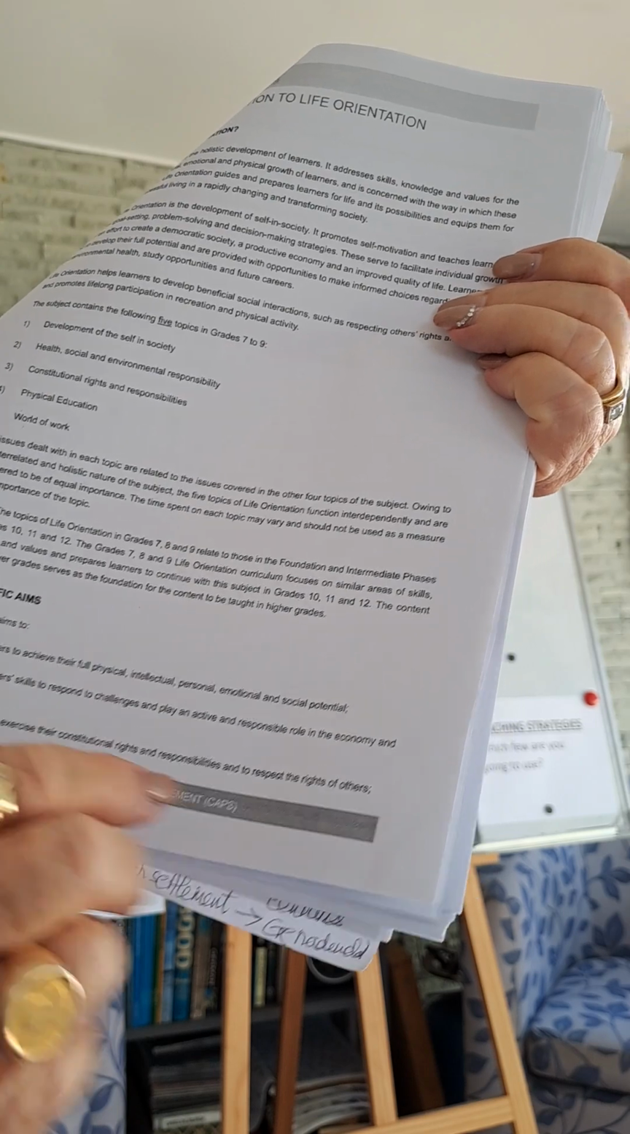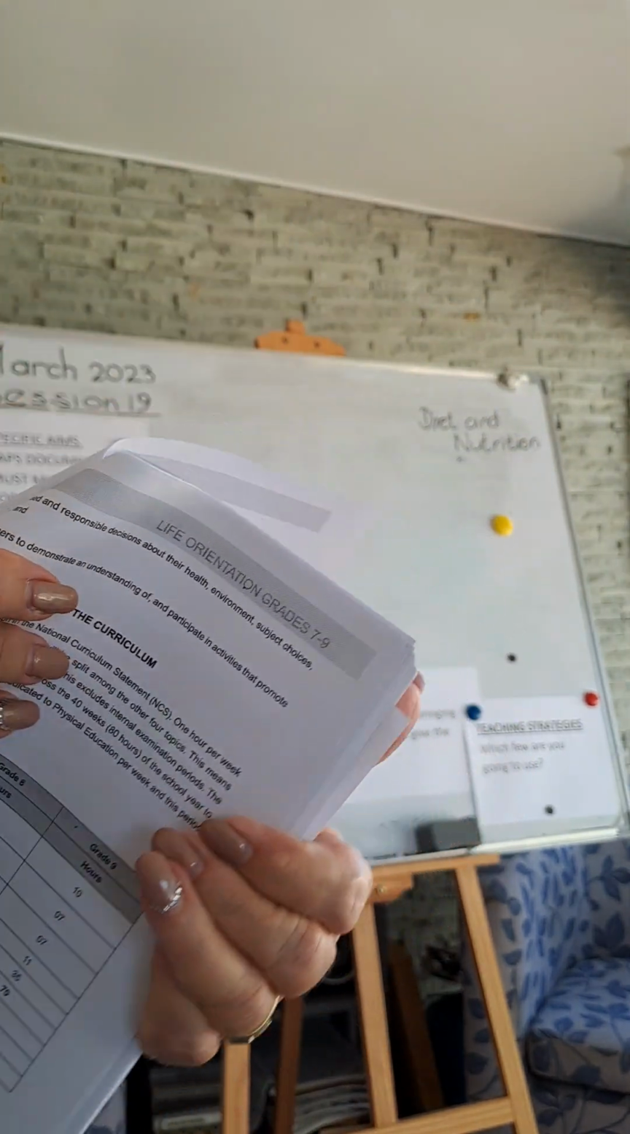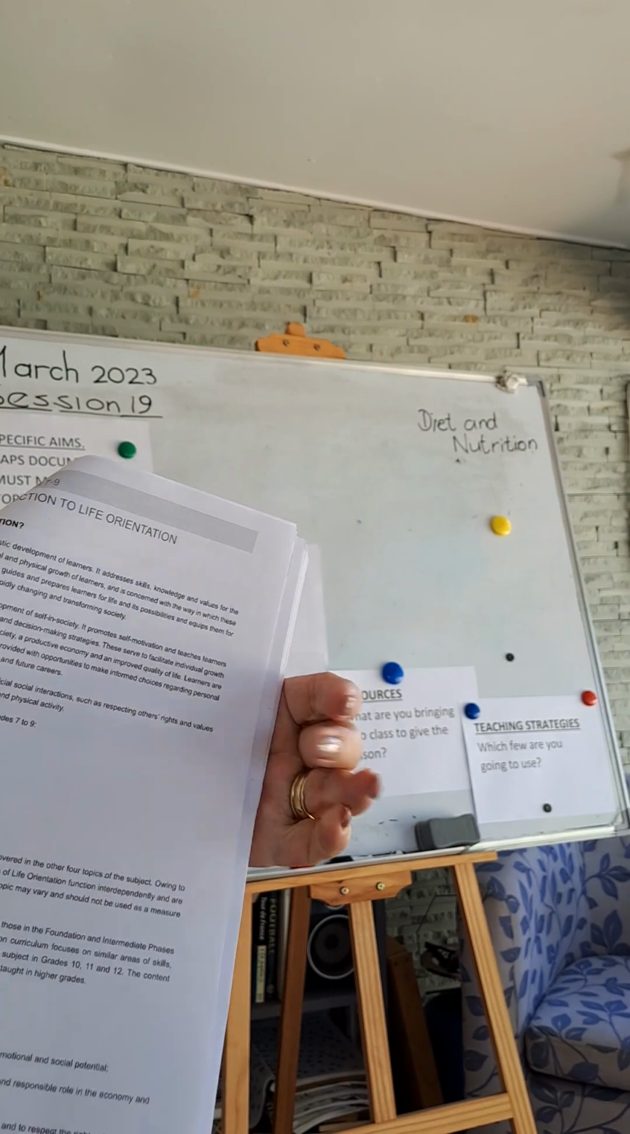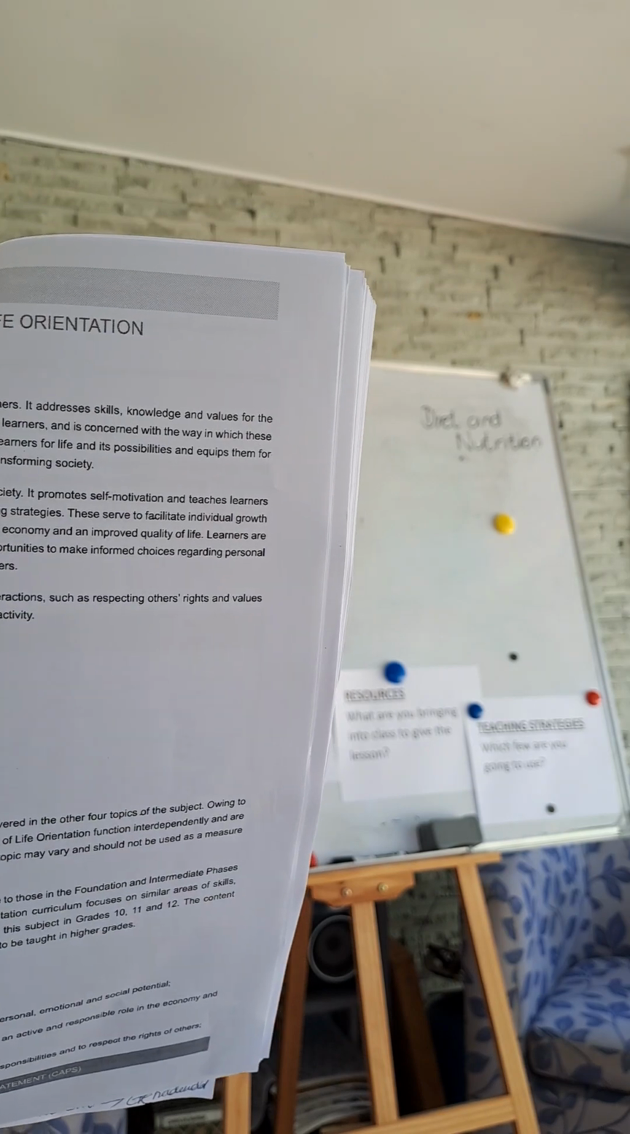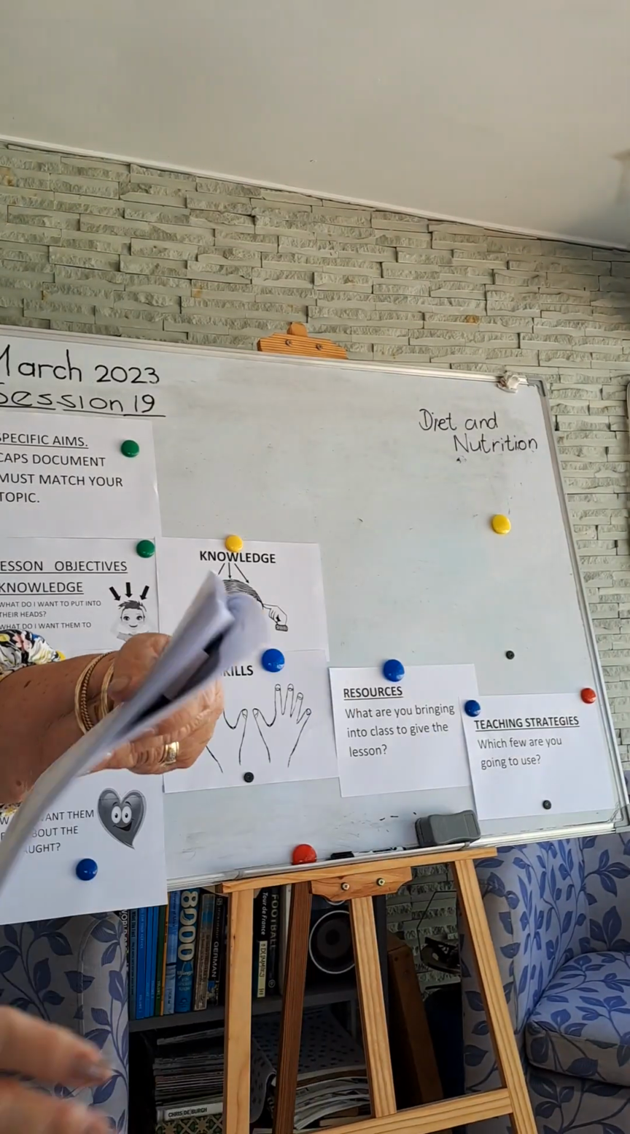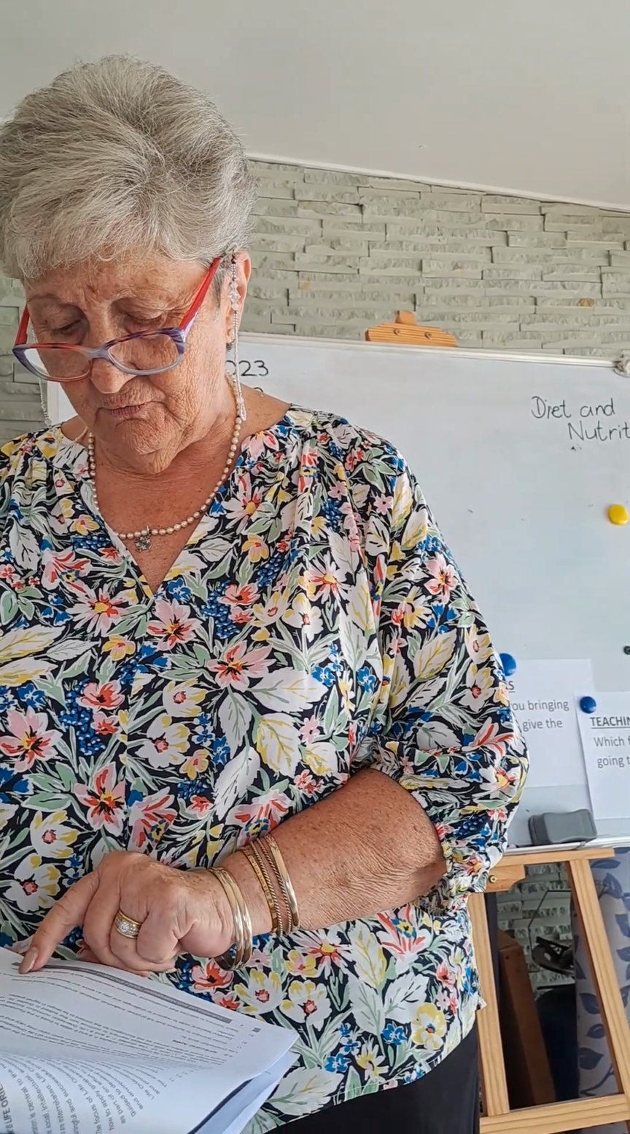Now, I'm going to read these specific aims. There are 1, 2, 3, 4, 5 of them. I'm going to read them, and you're going to try and see how diet and nutrition would fit into one of these specific aims. Guide learners to achieve their full physical, intellectual, personal, emotional, and social potential. A little bit of it. The second one, develop learners' skills to respond to challenges and play an active and responsible role in the economy and society. No.